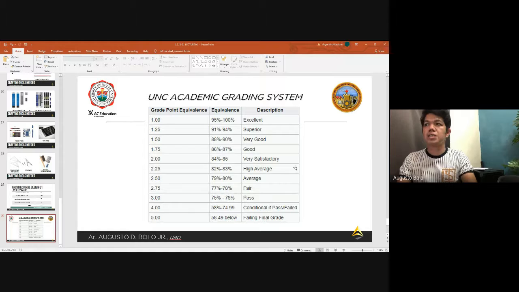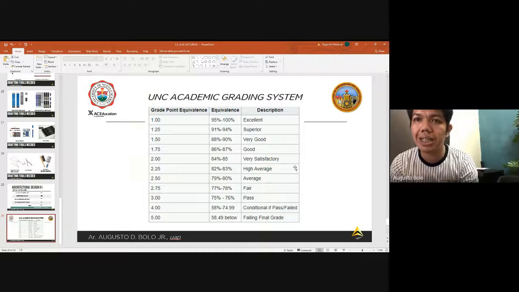Tres. Tres is the passing percentage, the passing rate, 75 to 76. 2.75 is 77 to 78. That is fair. 2.5 is 79 to 80. 2.25 is 82 to 83. DOS is 84 to 85. 1.75 is 86 to 87. 1.5 is 88 to 90. 1.25 is 91 to 94.